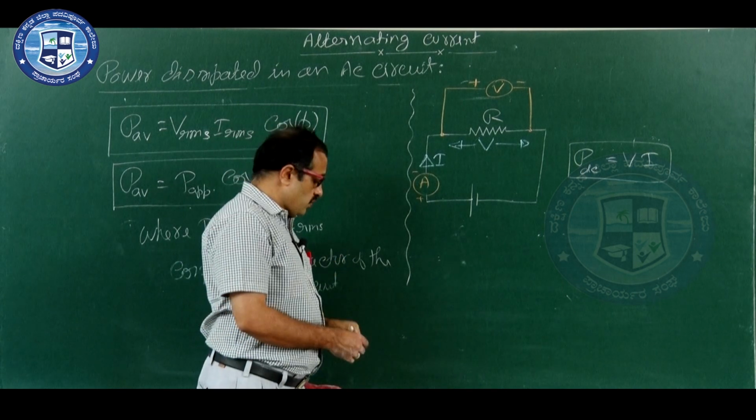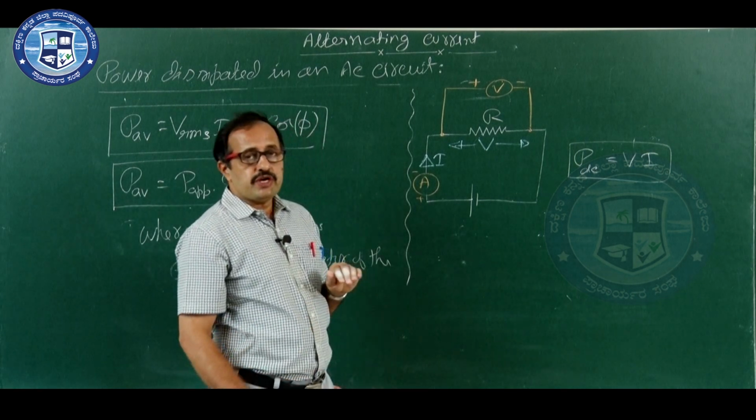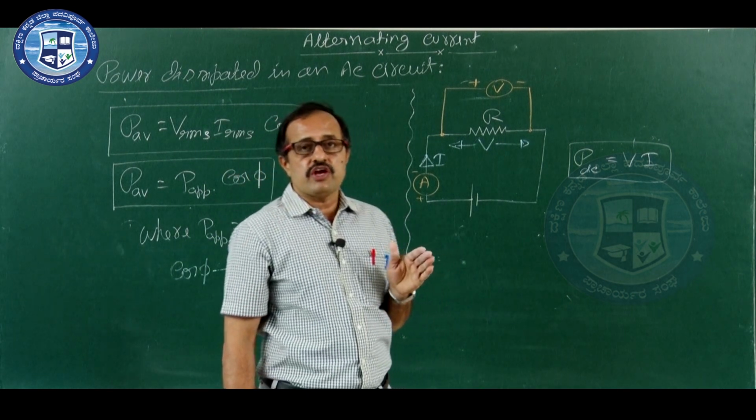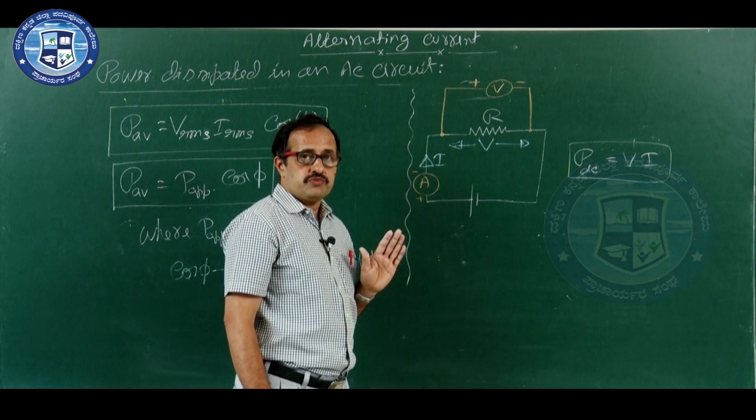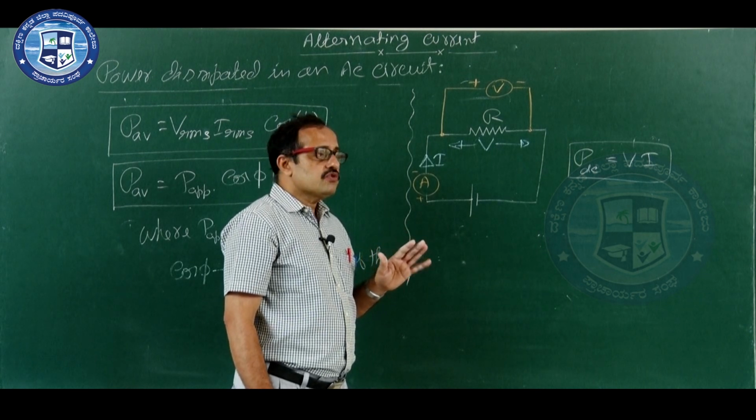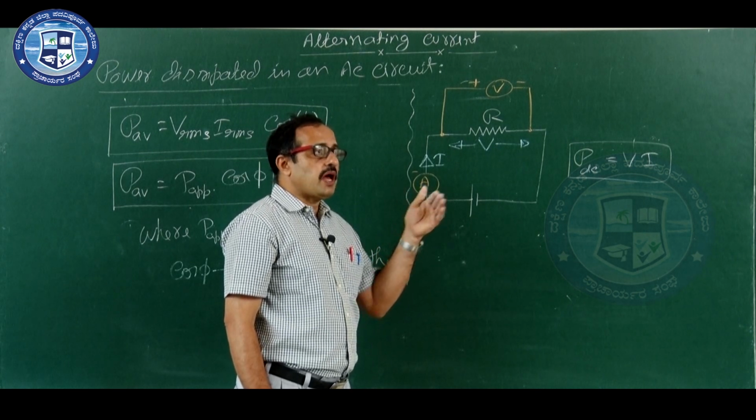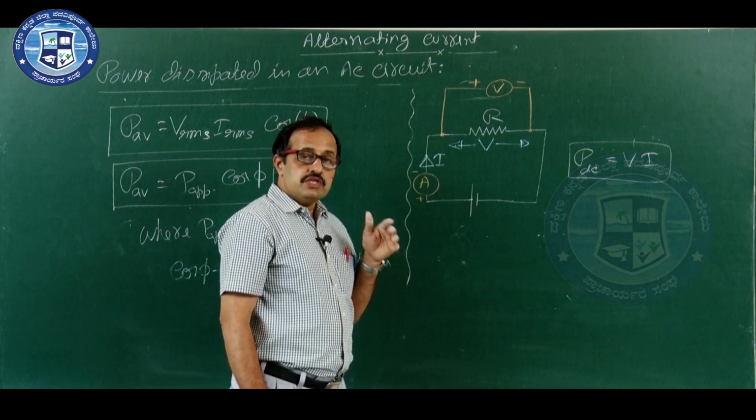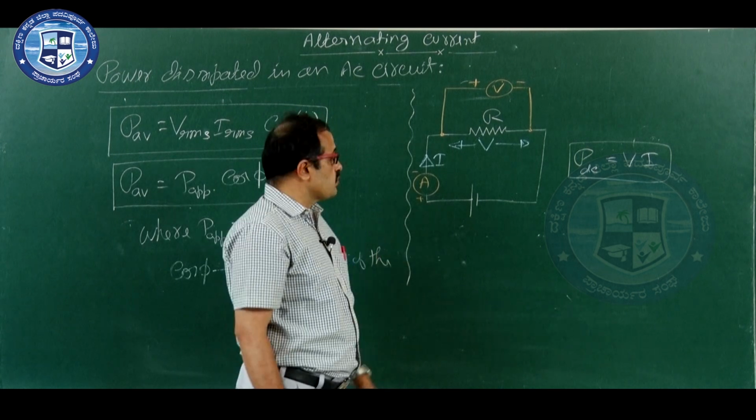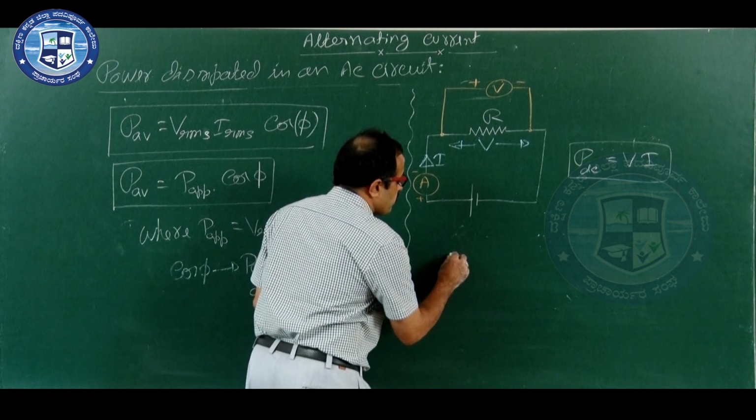In AC also, meters are ammeter or voltmeter. Generally, they are designed to indicate RMS value. I said RMS value is the general value of AC. Okay? So, for example, if you go and purchase one AC ammeter or AC voltmeter, then it is designed to indicate RMS value.